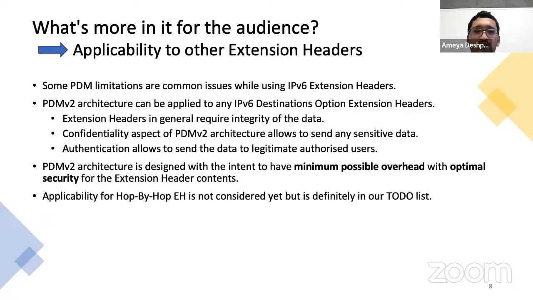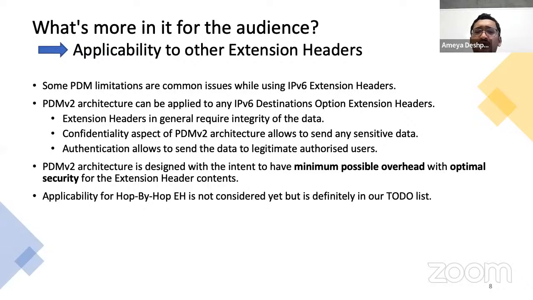The way we are designing this Pdm Veto architecture is that it could be extended in general to other extension headers. We are designing it with the optimal required security. And I think the HPKE suite does offer us flexibility of protocols. So these are the cipher suites you want to use. Depending on how strong your security should be, you could go with some of the combinations present over there.